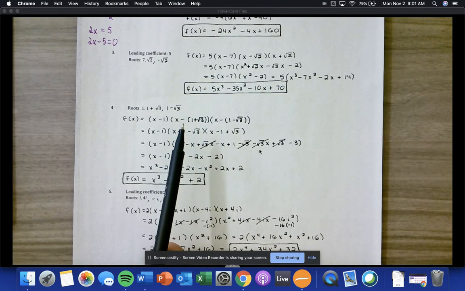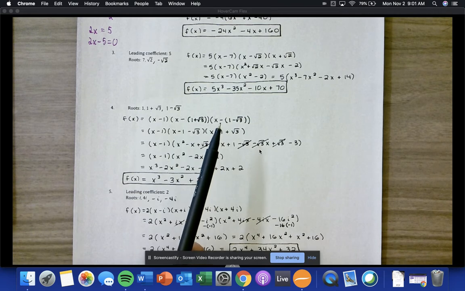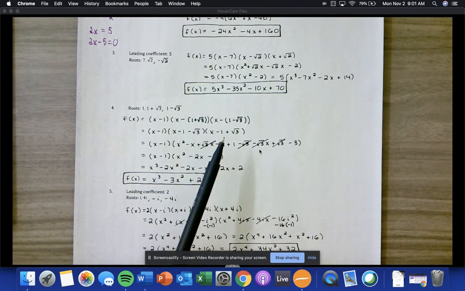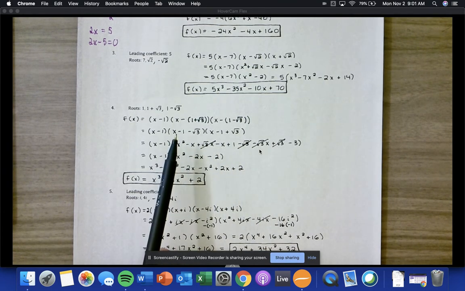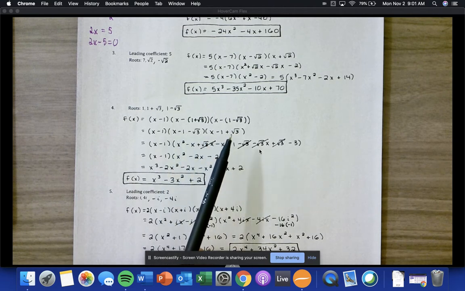Right, so we can then clean this up. Remember, this minus is going to distribute into the parentheses here. So this becomes x minus 1 minus the square root of 3. And same thing here. This becomes x minus 1 plus the square root of 3. Right, then to FOIL this, all we would have to do is make sure we multiply each of the terms in this set of parentheses with each of the terms in this set of parentheses.